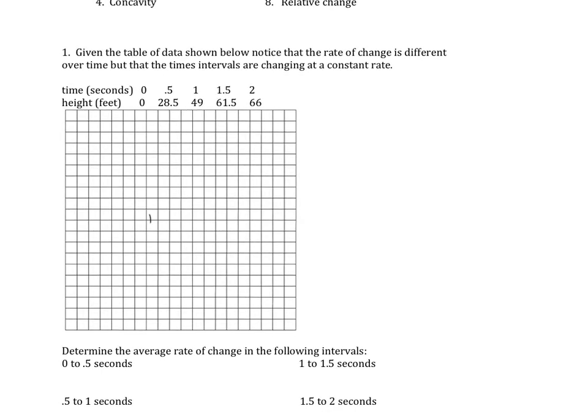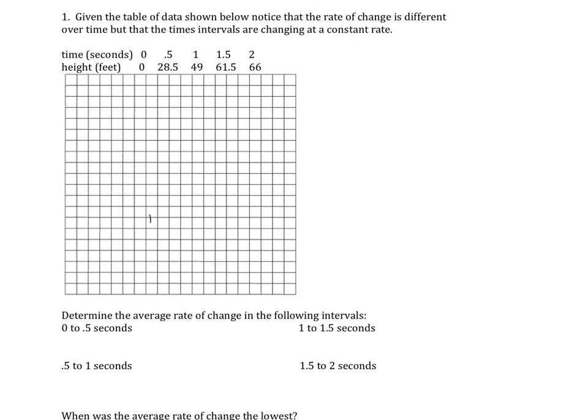Given the table of data, notice the rate of change is different over time, but that the time intervals are changing at a constant rate. We're going in half a second interval for each one. That's constant. But the rate of change in height is going to be different. So let's take a look at what the graph would look like.